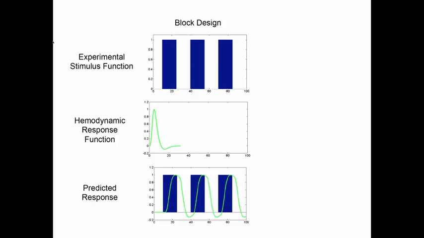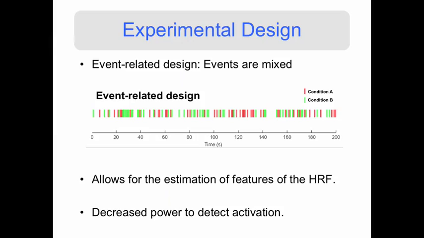However, let's look at this from a different angle. Let's say that we have this measured BOLD response and we know the experimental stimulus function. If we instead assume that we don't know what the hemodynamic response function looks like and we want to estimate that, then this type of design is not very efficient for doing that. And we'll see a lot more of this as we move along.